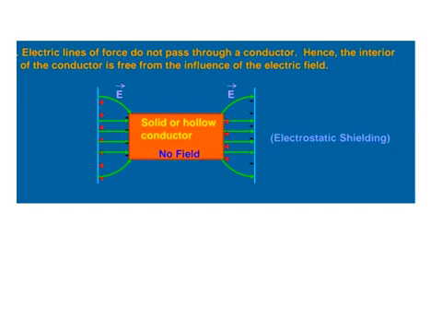As an application of electrostatic shielding, you must have observed that in a thunderstorm accompanied by lightning, it is safe to sit inside a car rather than near a tree or on open ground, because the metallic body of the car acts as an electrostatic shield from the lightning.